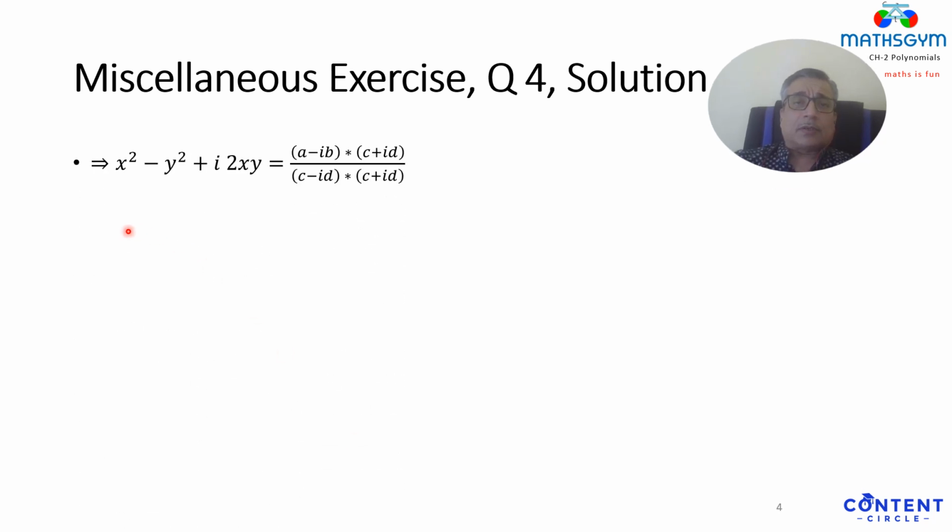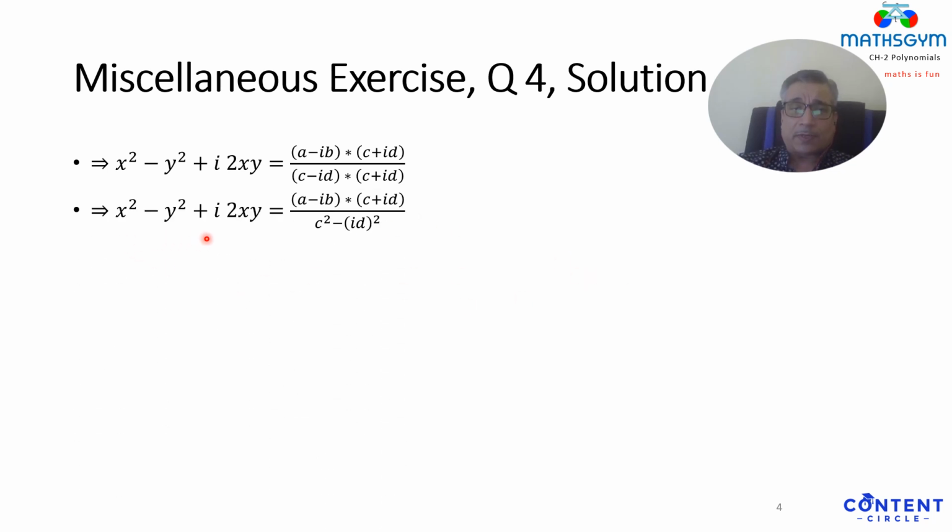So on the LHS, there is no change. x square minus y square plus i times 2xy is equal to (a minus ib) into (c plus id) upon (c minus id) into (c plus id), and we have a motivation to do this: multiplication by the conjugate of the denominator. The idea is that in the denominator we will be removing the imaginary part. How do we do that? It is a part of the algebraic expressions.